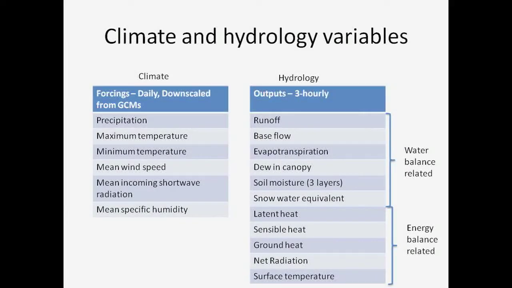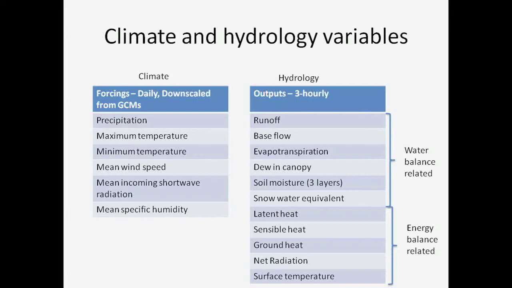The set of variables that we're dealing with, we have the climate variables that are the forcing into the hydrologic model, and the outputs. As you can see, there is a large number of input variables and a large number of output variables. The variables that we use to force the model are precipitation, maximum and minimum temperature, from which we can estimate the daily temperature range, mean wind speed, mean incoming solar radiation, and mean specific humidity.